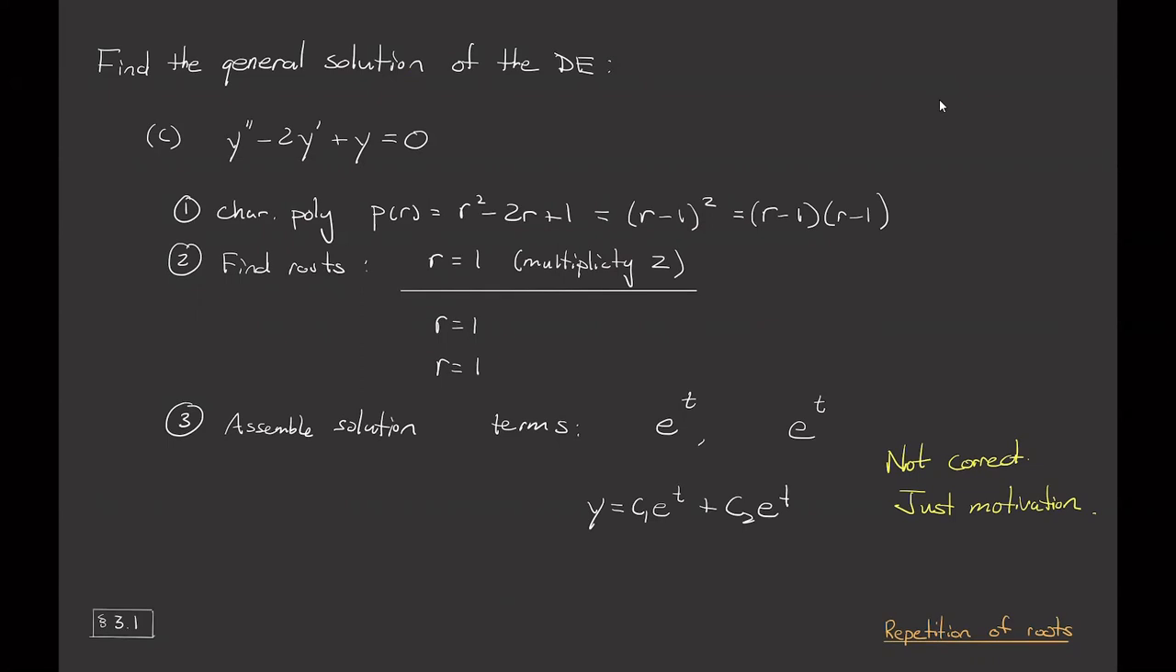Well, there's an e to the t factor common in both of these. So if we were to try to simplify, we could, and we get C1 plus C2 e to the t, which may seem like, okay, who cares? Well, C1 is just a constant. C2 is just a constant. If you add them up, it's just a constant. So this would really be C3 e to the t.